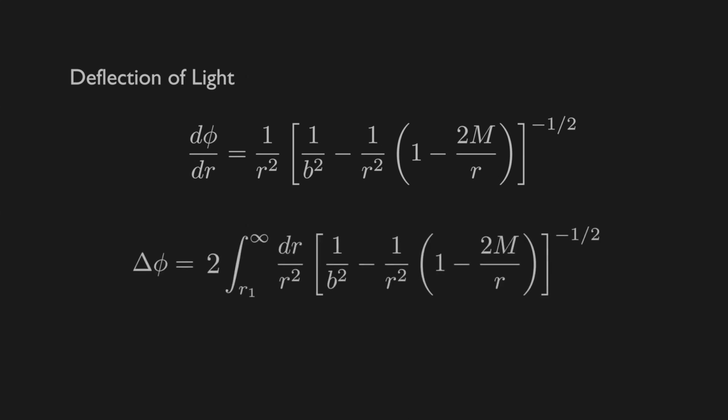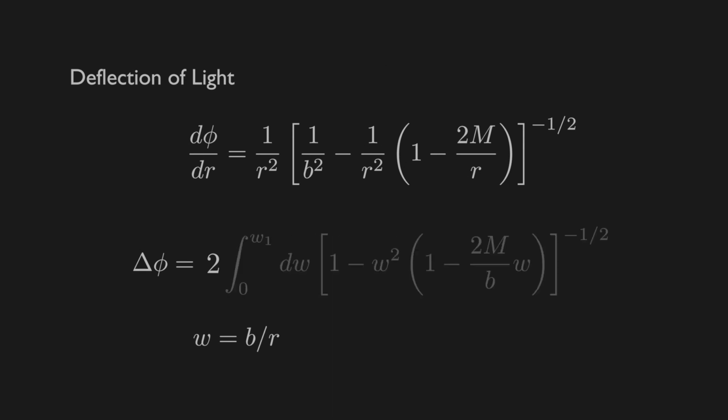The total angle swept out, delta phi, is twice the angle swept out from the turning point r1 to infinity, which gets us this integral. r1 is a value of r for which everything in the bracket vanishes. We can make this integral more insightful using a change in variable. Introducing the variable w equal to b over r, the integral can be written like this, where now w1 is the value of w for which everything in these brackets vanishes.